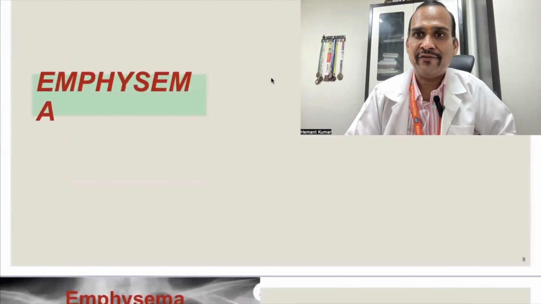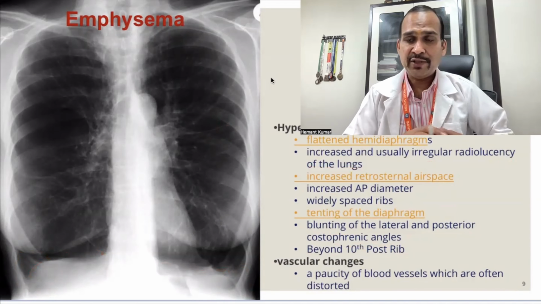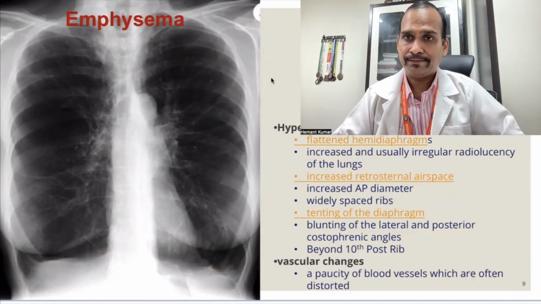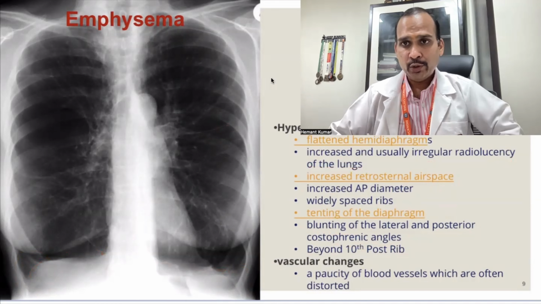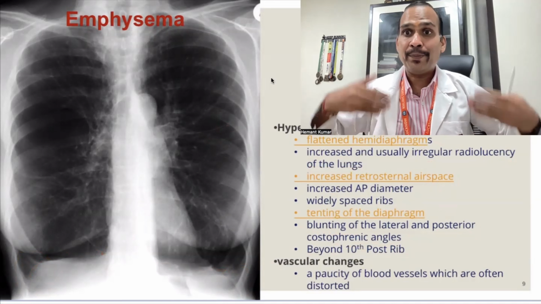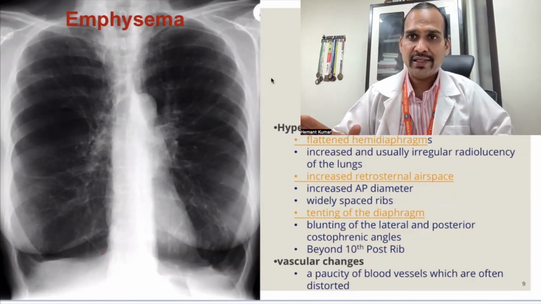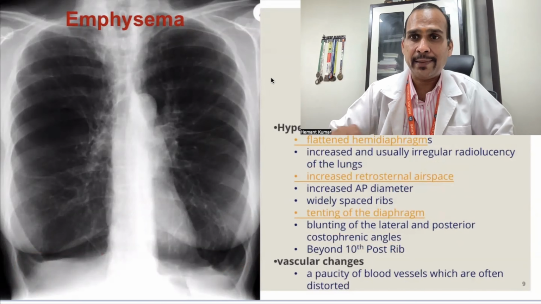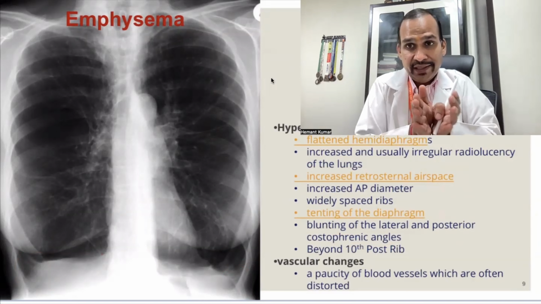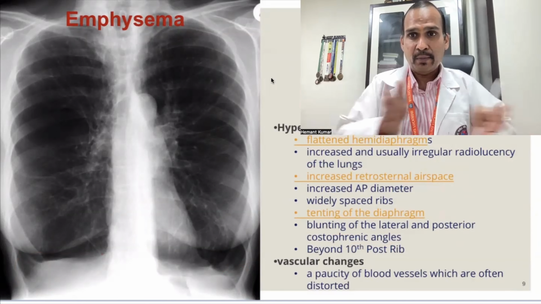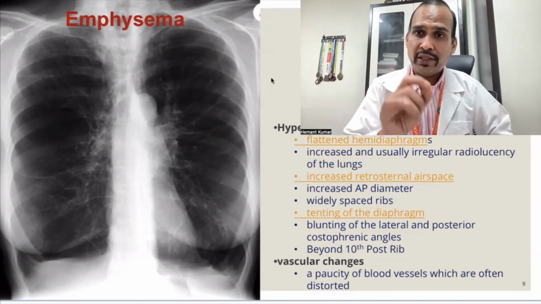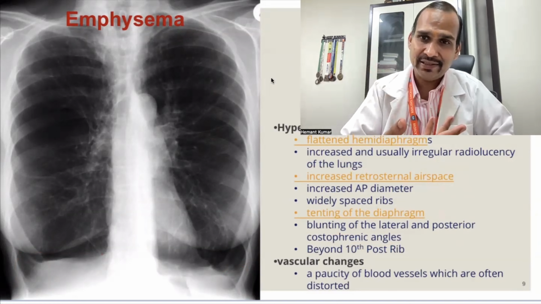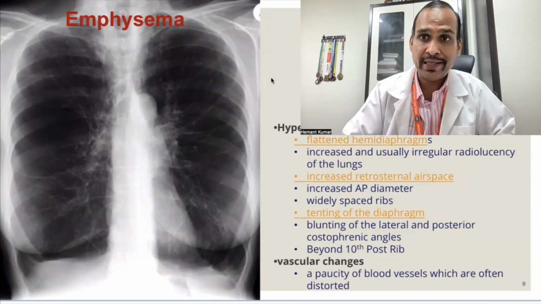Now let's see emphysema. Emphysema means dilatation of airway beyond the terminal bronchi. Proximal to the terminal bronchi is bronchiectasis. Beyond the terminal bronchi, where there is no cartilage, this is emphysema. In emphysema, there is destruction of interalveolar septa, so alveoli will distend. There is more air collection. Because of more air, lungs will look hyperlucent, more black, jet black. So this is emphysema. You can see this is a black lung.